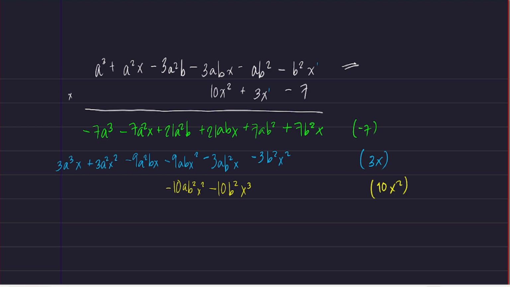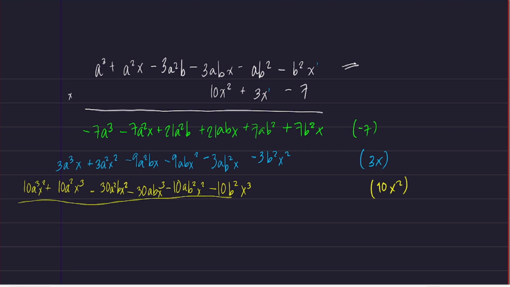Sunod, meron tayong 10x squared times negative 3abx. That will give us negative 30abx cubed. Next is 10x squared times negative 3a squared b. That will give us negative 30a squared bx squared. Sunod, meron tayong 10x squared times a squared x, and that will become 10a squared x cubed. Yan. Then lastly, we have 10x squared times a cubed, which is equal to 10a cubed x squared.